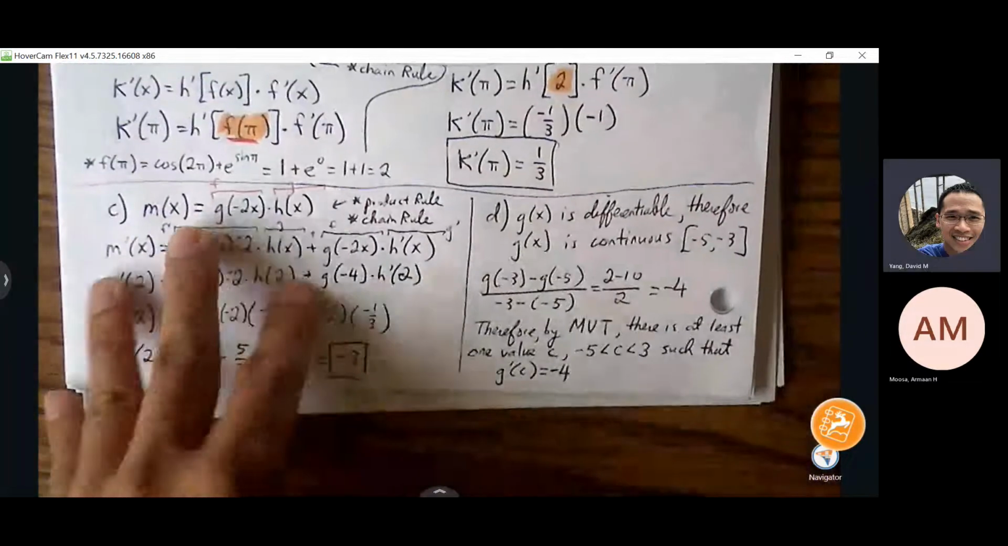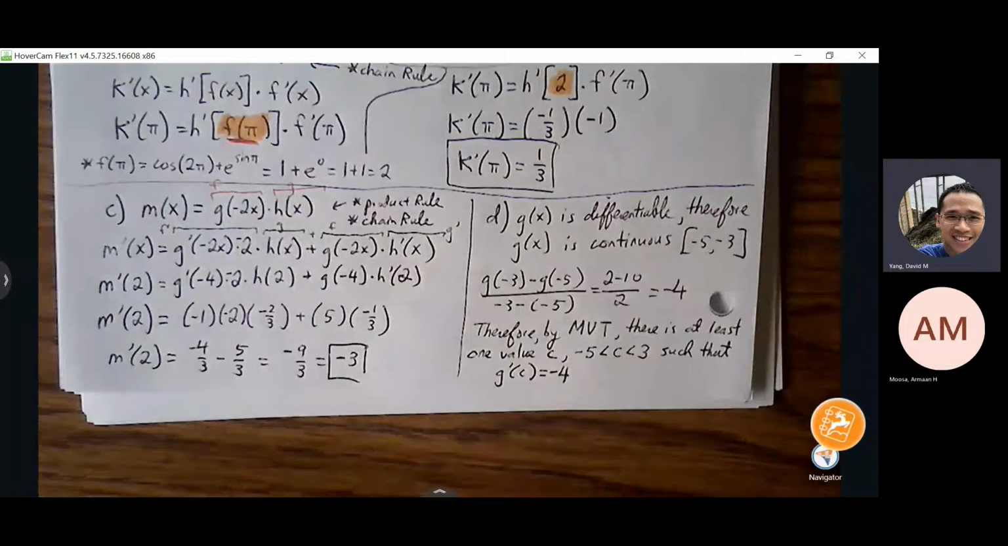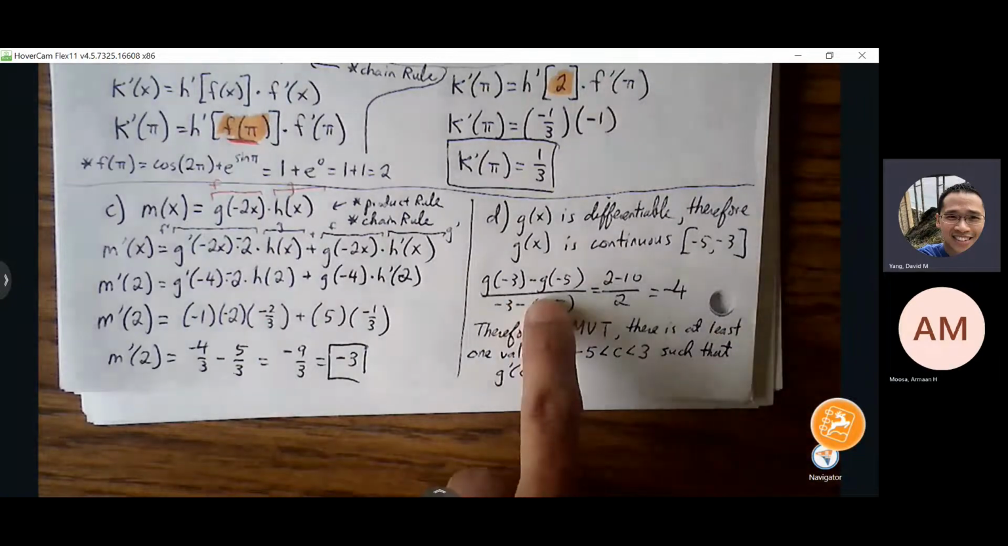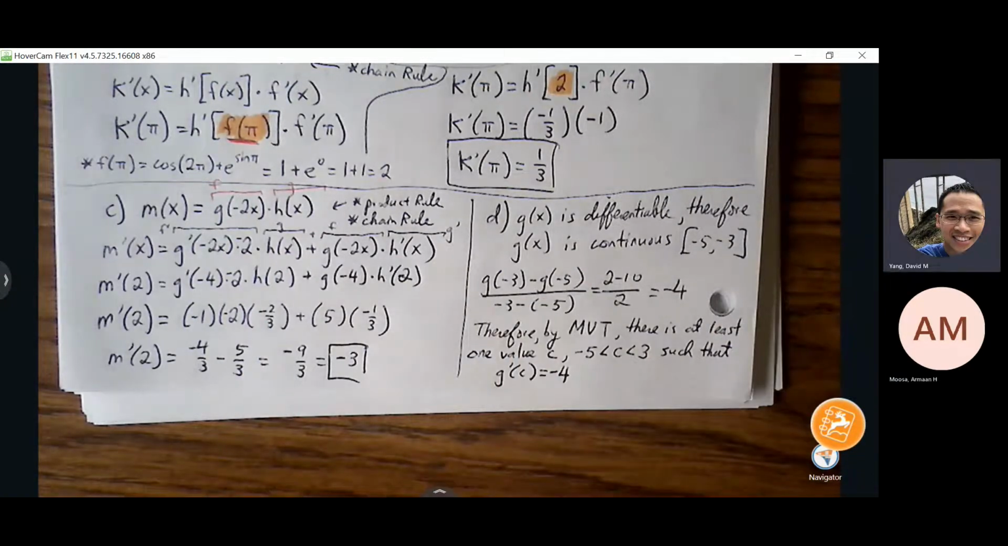So let's test it out. Well, first off, we know g of x is differentiable, therefore it must be continuous. So our conditions are good to go with mean value theorem. Okay, we take our endpoints that are provided for us, negative 5 and negative 3, and we'll do g of negative 5 minus g of negative 3 all over negative 5 minus negative 3, or vice versa. We get 2 minus 10 divided by 2, which is negative 8 over 2, which is negative 4.